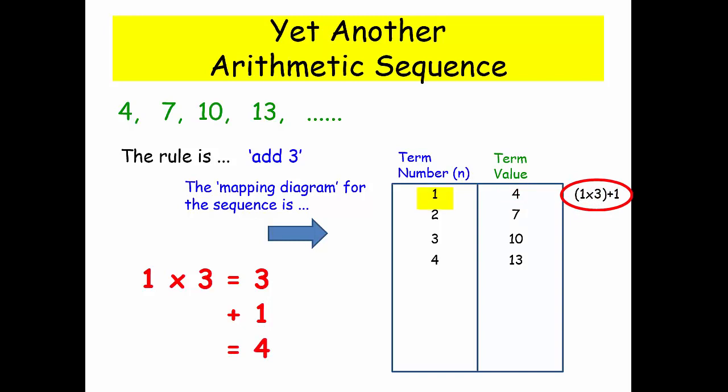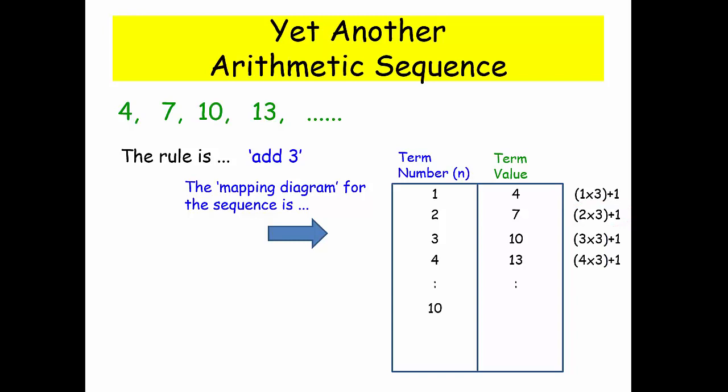Let's look at the second term. 3 times 2 will give me 6. 6 is short of 7 by 1, so it looks like it's 2 times 3 plus 1. And we'll carry on down this table in a similar fashion. Now what about the 10th term? Well, if we apply the same rule, it's going to be 3 times 10 plus 1. 3 times 10 is 30, plus 1 will give me the answer 31.